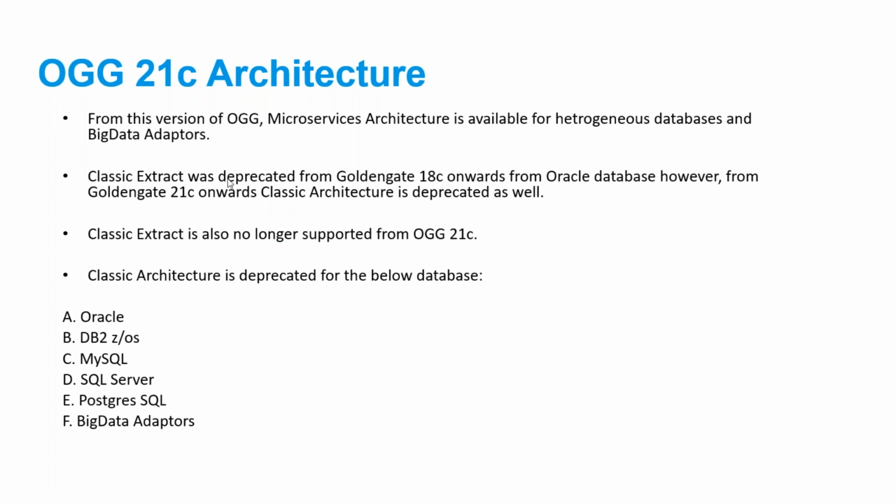However, from Goldengate 21c onwards, classic architecture of Goldengate is deprecated as well. By deprecated, we again mean it doesn't mean it is desupported. It means that no new feature will be introduced for classic architecture from 21c onwards. So 21c binaries for classic architecture are still there, but there won't be any new feature introduced for classic architecture anymore. Why this is happening is Oracle wants its customers. So classic architecture for Oracle database we mean here.